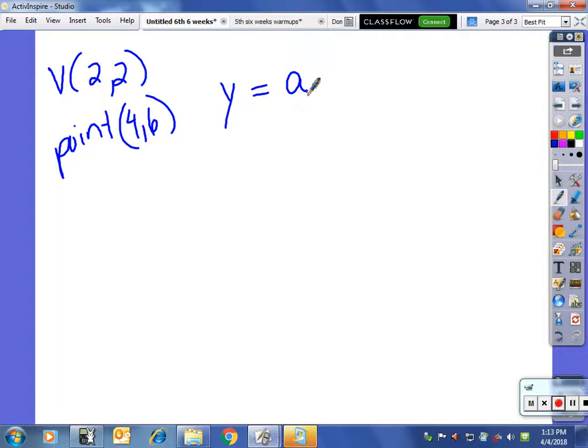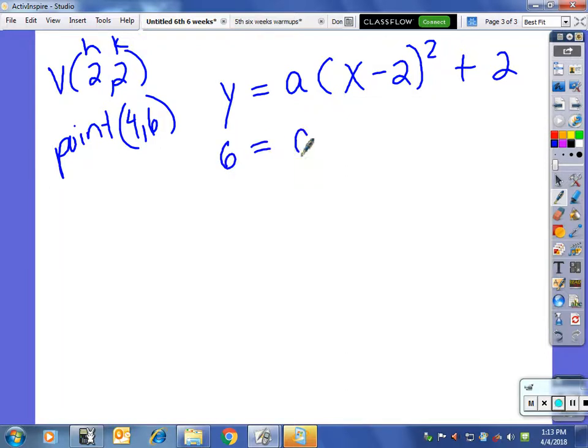Okay, then watch it, please. First, let's do vertex form. Pay attention. Y equals A parentheses X minus my H value squared plus K. The vertex is your H and K. Okay, are you with me there? 6 equals A parentheses 4 minus 2 squared plus 2. I plugged in my X and my Y.